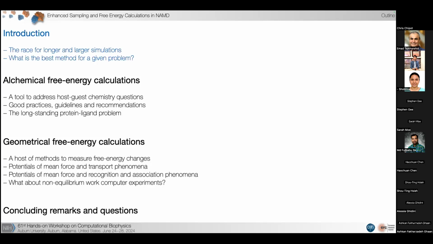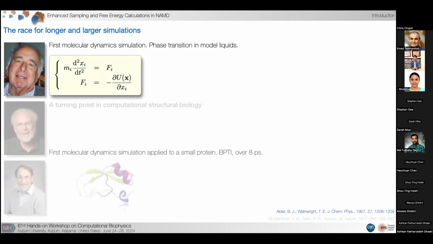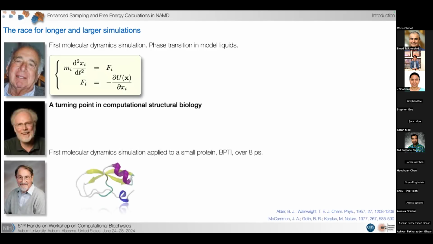Okay, so let me start with the introduction. Why do we want to do free energy calculations? And I want to give you some historical perspective. The person you see here in the upper corner is Bernie Alder. Bernie Alder is considered to be the forefather of molecular dynamics, and he actually applied molecular dynamics back in 1957. It was the first time to study liquids. And ever since then, it's been an unbridled race for longer and larger simulations.